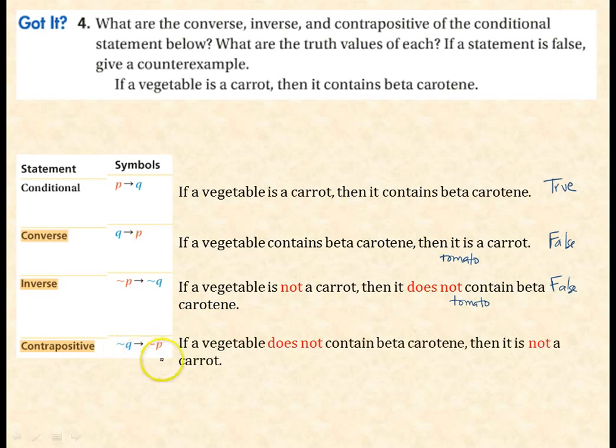Contrapositive. If a vegetable does not contain beta-carotene, then it is not a carrot. And this is true. If our vegetable doesn't have beta-carotene, and every carrot has beta-carotene in it, then our vegetable must not have been a carrot.